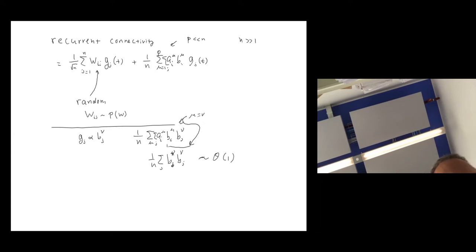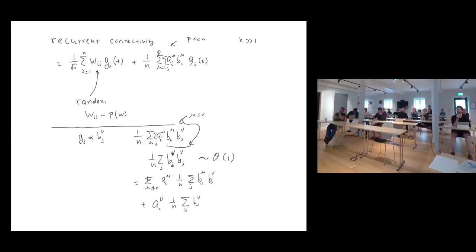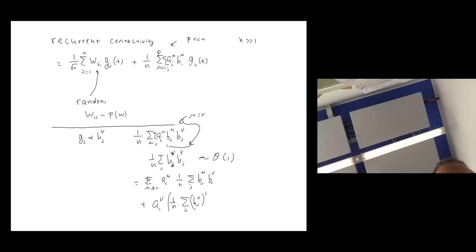Okay? So when g is lined up with one of these vectors, this term is big, right? And the whole term we can write as the sum on mu not equal to nu of A_i^mu times 1 over n sum on j of B_j^mu B_j^nu, plus A_i^nu times 1 over n sum on j of B_j^nu B_j^nu. And this quantity here is order 1.